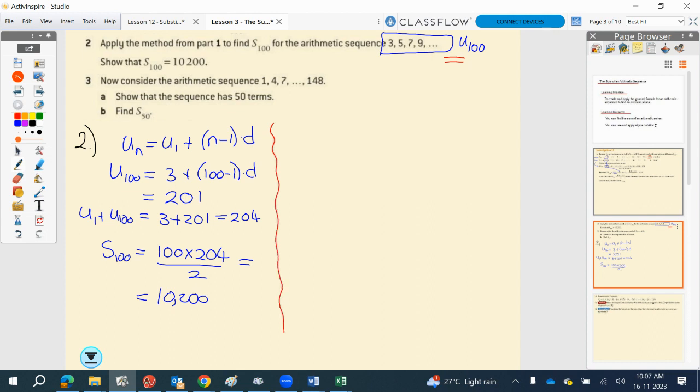Let's try question 3 now. Have a go at question 3.